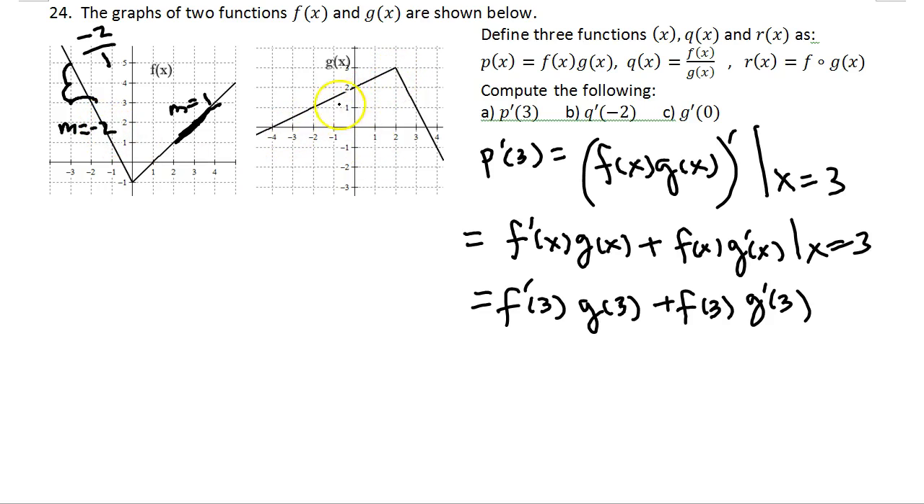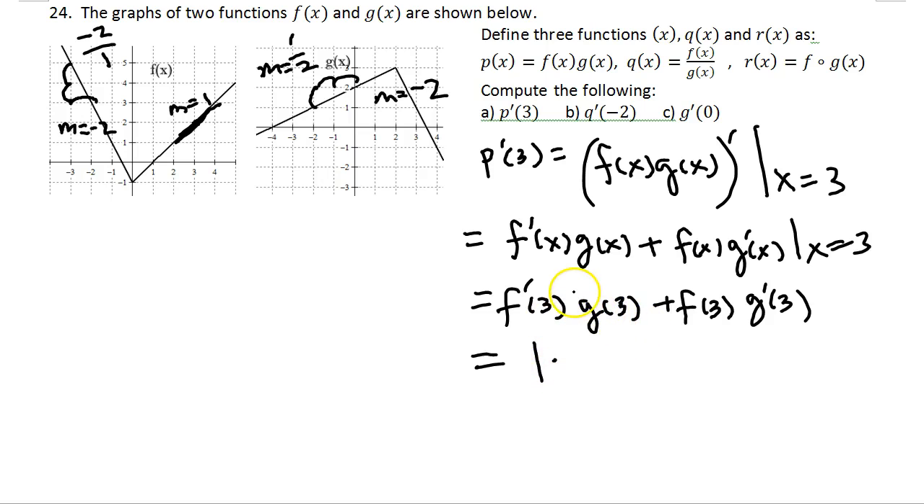Here, rise is 1 and run is 2, so rise over run gives you 1 over 2. That's your slope on this side. Whereas on this side, again, we're going down by 2 and going right by 1, so the slope is negative 2 here. Alright, so f prime of 3 requires the slope at 3, so the slope is 1.